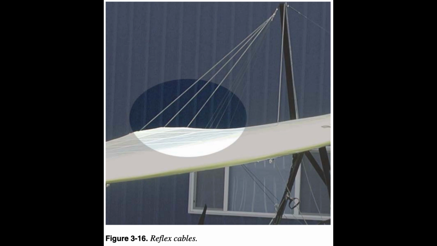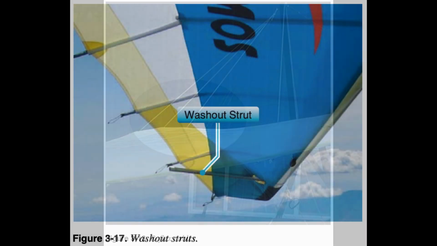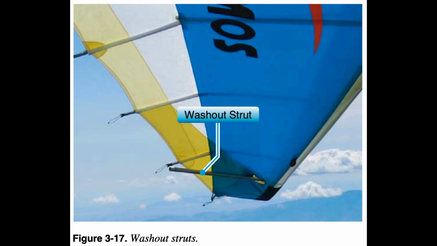Figure 3.16. Washout struts, tubes near the tips that keep the tip trailing edge up during very low or negative angles of attack. They can be inside or outside the double surface of a wing. The reflex cables may not go to the wingtip, so washout struts are used to hold up the trailing edge at the tip at very low and negative angles of attack. Figure 3.17.